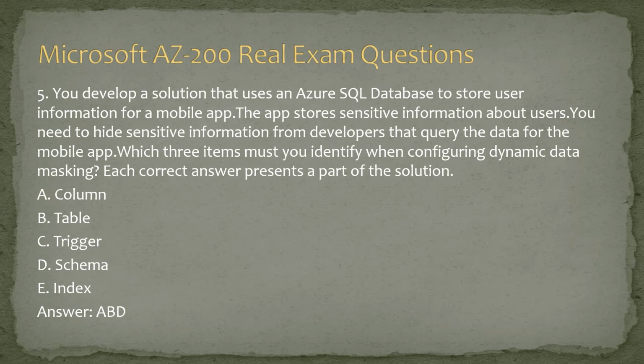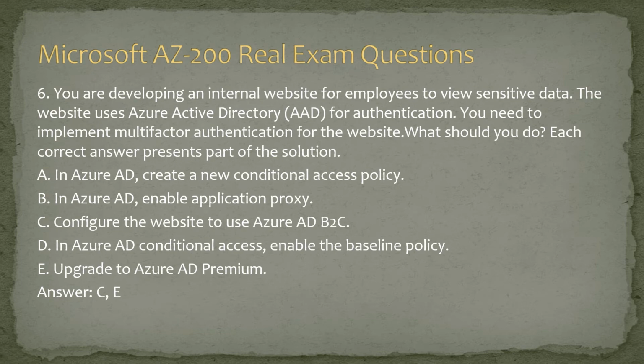5. You develop a solution that uses an Azure SQL database to store user information for a mobile app. The app stores sensitive information about users. You need to hide sensitive information from developers that query the data for the mobile app. Which three items must you identify when configuring dynamic data masking? Each correct answer presents a part of the solution. A. Column. B. Table. C. Trigger. D. Schema. E. Index. Answer: A, B, D.